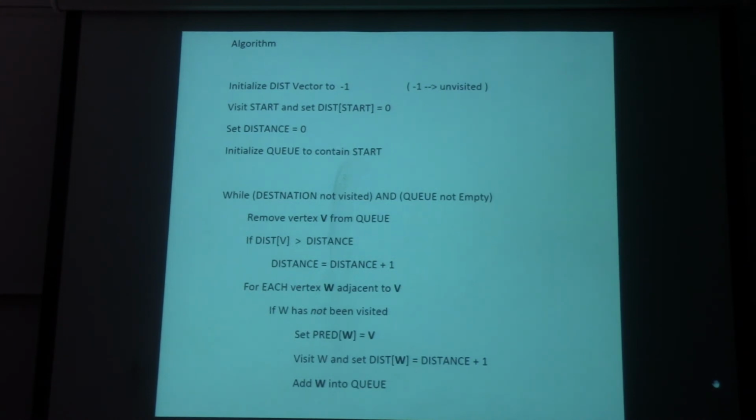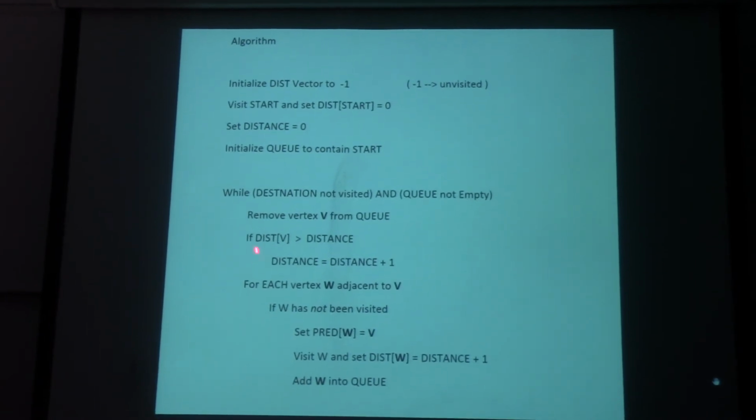Now, I'm going to initialize my queue to contain the starting vertex. So the starting vertex is D. Now, while the destination J has not been visited, and the queue is not empty, it's not, because D is in it, remove D into V. So V is going to be the current vertex from which I am going to be looking at neighbors. V is going to take the value of D.